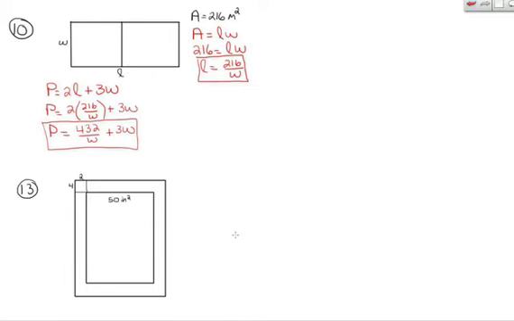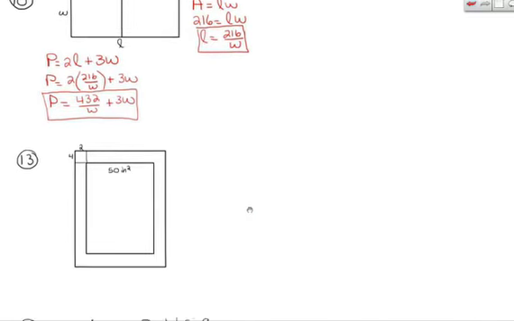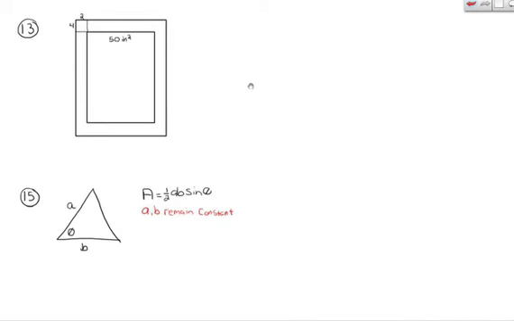All right, moving on to 13. 13 says we're going to design a poster, and it's going to be rectangular, and it's going to have 50 square inches of printing, so just the inside. And then it's going to have some margins, so it's going to have a 4-inch margin at the top and a 2-inch margin at the side. So this length is 4, that length is 2.